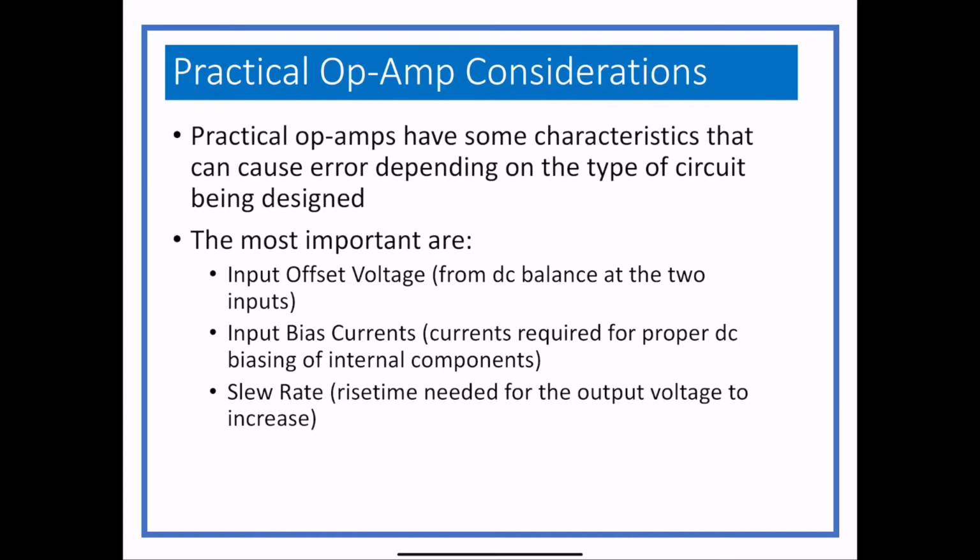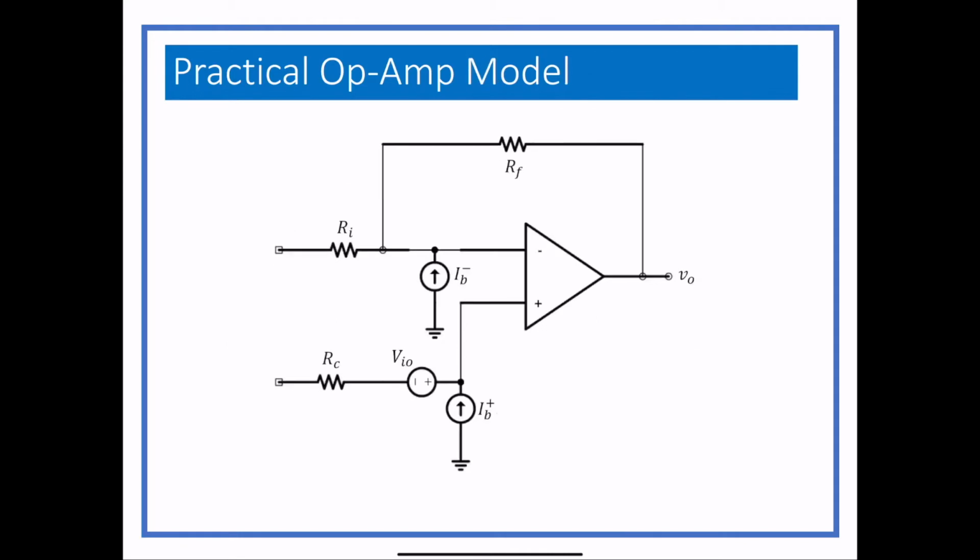But most of the time it's not a big deal, unless, depending on what kind of output you need and what kind of speed response you need, it could make a difference. So these are the things that we use to represent those errors. I'm going to talk about slew rate separately later. So all I'm going to talk about at the beginning is the input offset voltage and the two bias currents that may occur at each input.